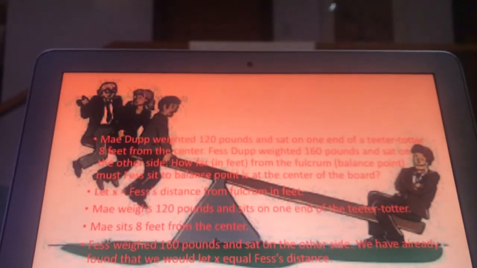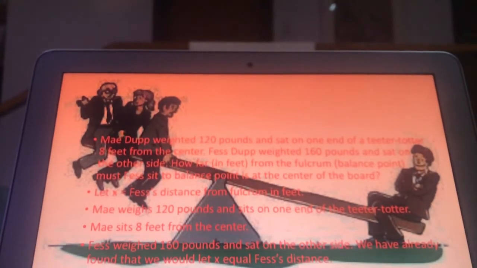So, I made an example. May weighed 120 pounds and sat on one end of a teeter-totter or seesaw, 8 feet from the center. Fess weighed 160 pounds and sat on the other side. How far in feet from the fulcrum must Fess sit so the balance point is at the center of the board?